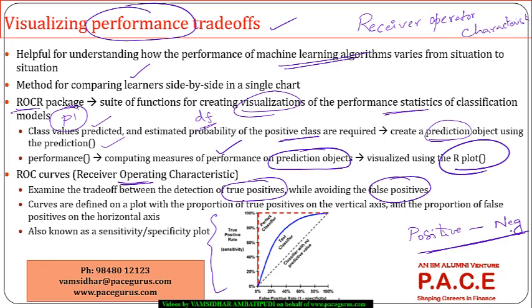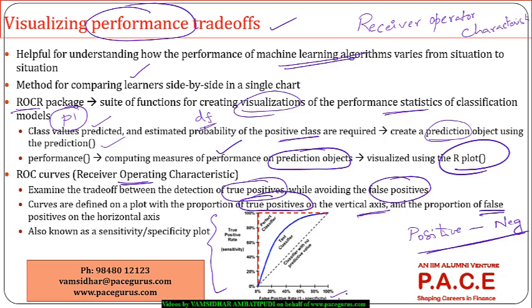We have false positives on the x-axis, the true positives on the y-axis. The curves are defined on the plot. The proportion of the true positives out of the total on the vertical axis, and the proportion of the false positives on the horizontal axis. So as the false positive rate goes from 0% to 1%, 2%, 10%, 100%, as the false positives became closer and closer to 100%, what is the extent of the true positives that are coming up?